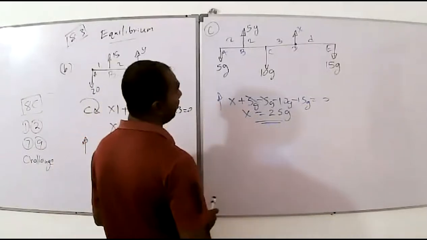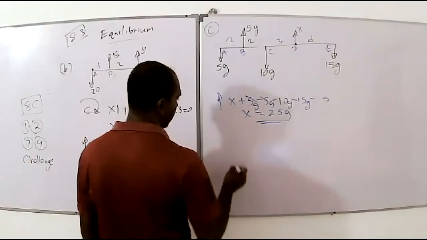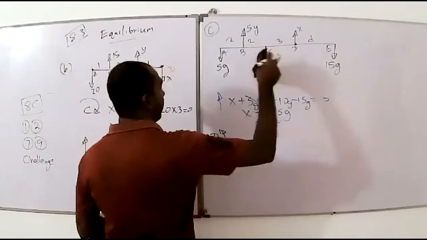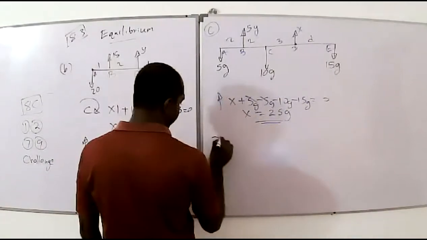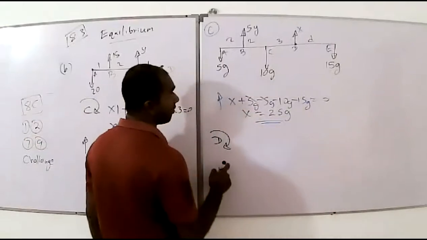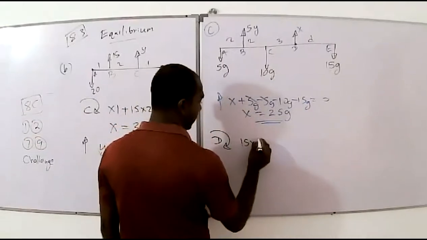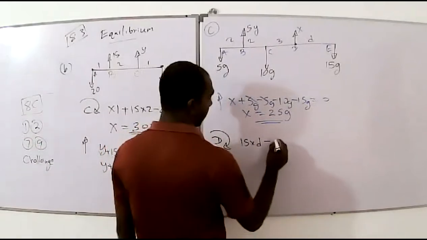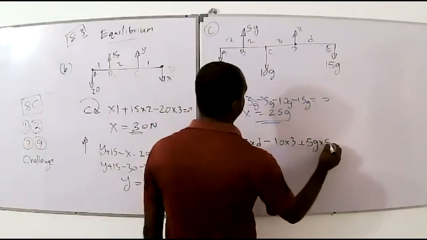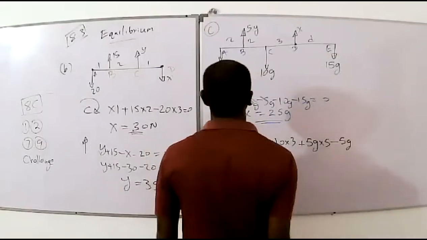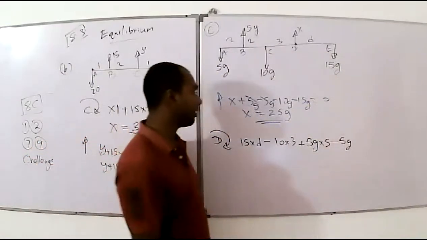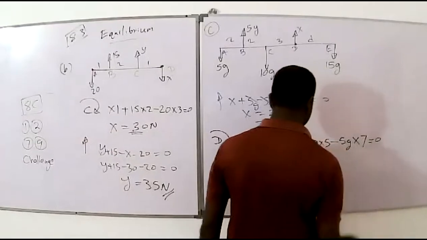Since you have found X, you can take moments around any point, and I'm going to take around D. Even if the value for X is wrong, it doesn't affect finding the length D. If I take clockwise moments around D: 15 into D minus 10 into 3 plus 5G into 5 minus 5G into how much total? 4 plus 3, 7. Everything is equal to 0.